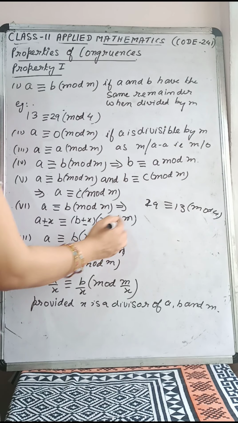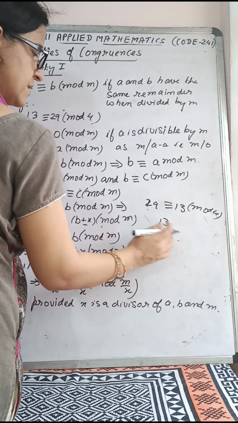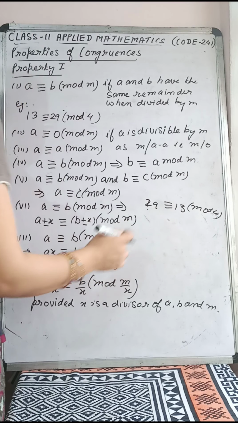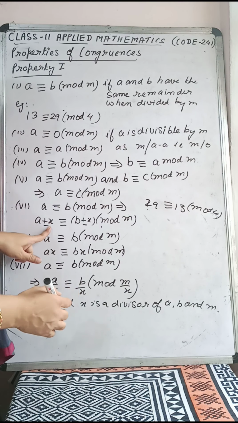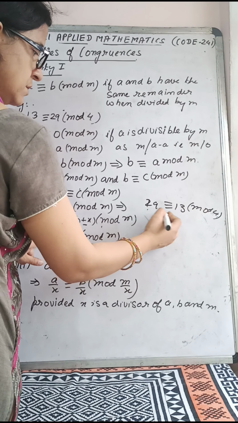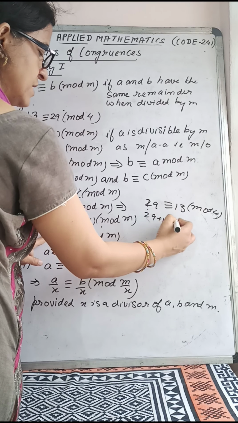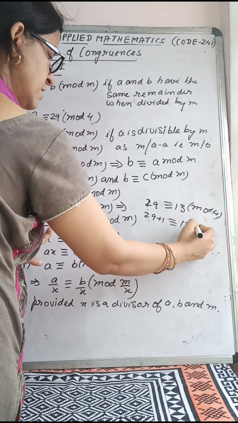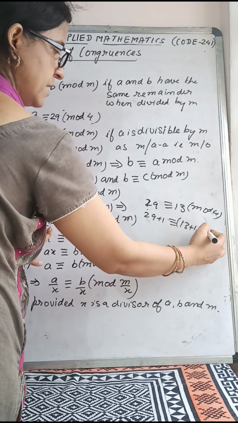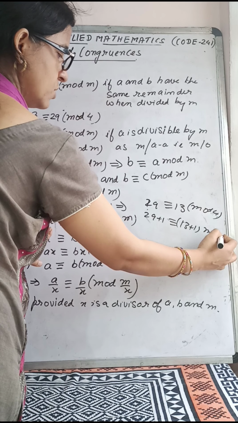29 minus 13 is 16. No, 9 minus 3 is 6. So 16 is divisible by 4. Now over here, if I add something, suppose I add 1, so 29 plus 1 is congruent to 13 plus 1, that is 14 modulo 4.